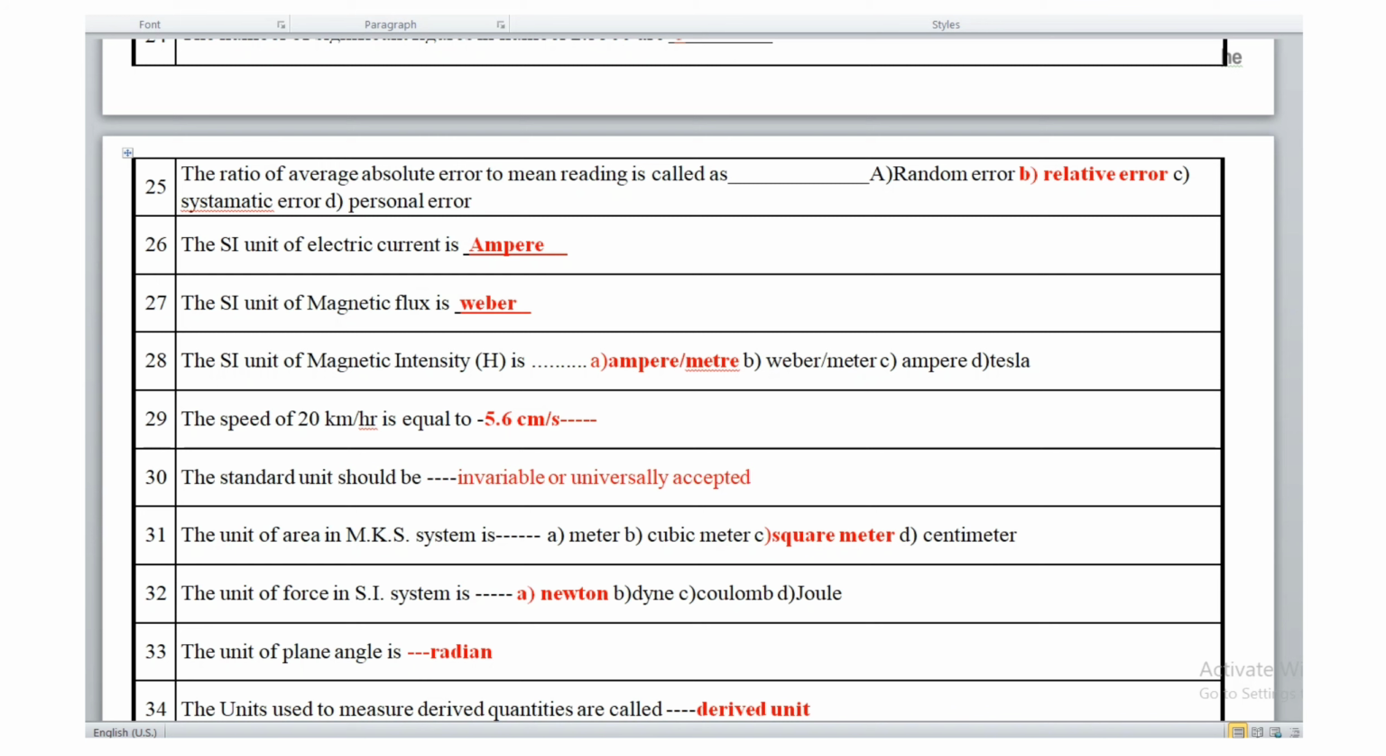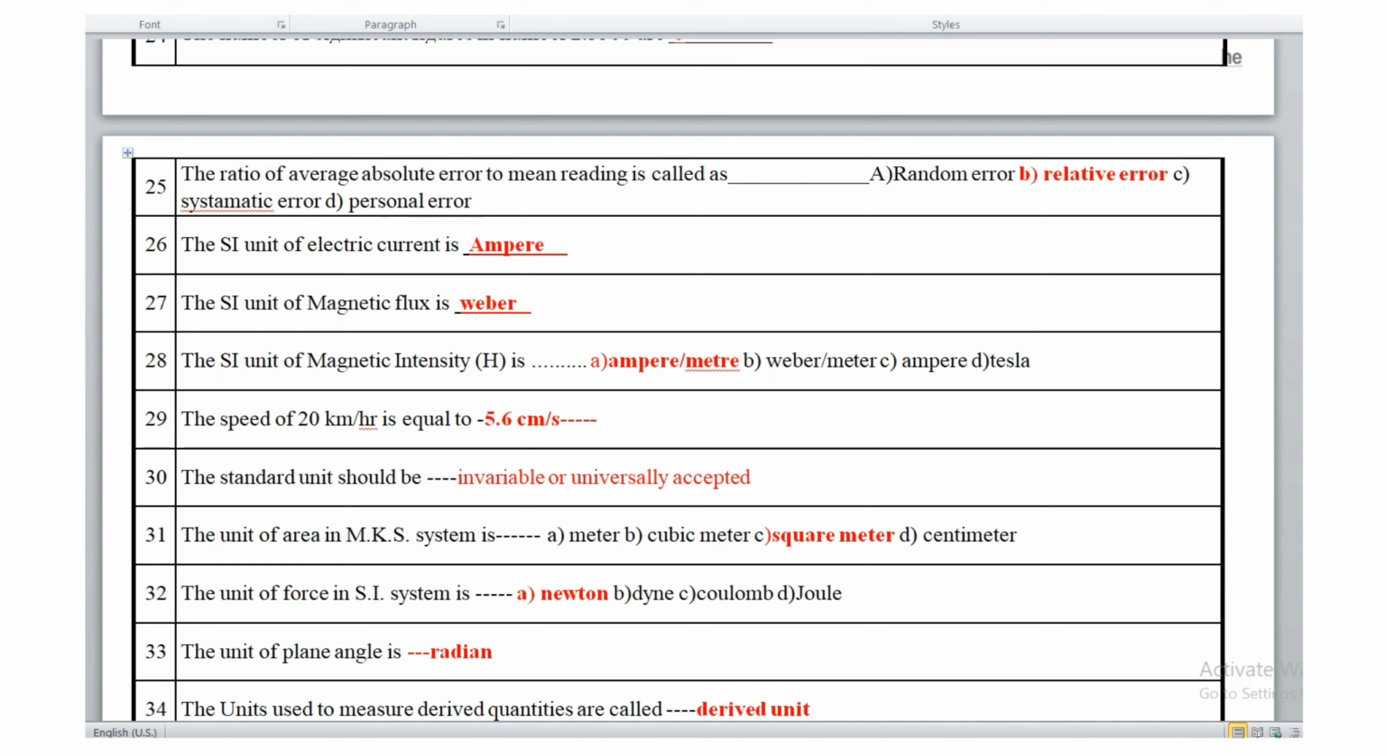The SI unit of electric current is ampere, while SI unit of magnetic flux is Weber. The SI unit of magnetic intensity is ampere per meter. The speed of 20 km per hour is equal to 5.6 meter per second. The standard unit should be invariable or universally accepted.